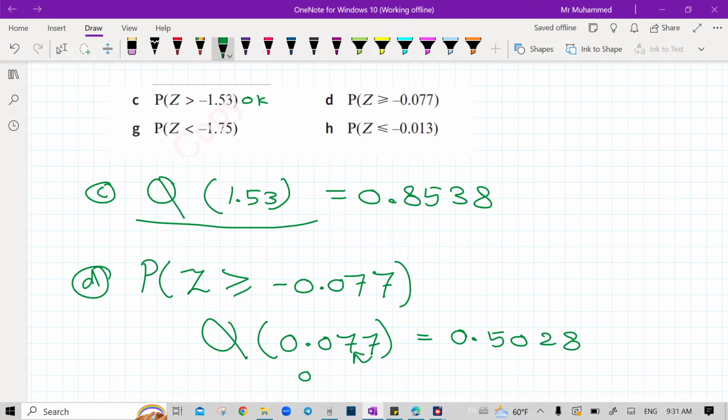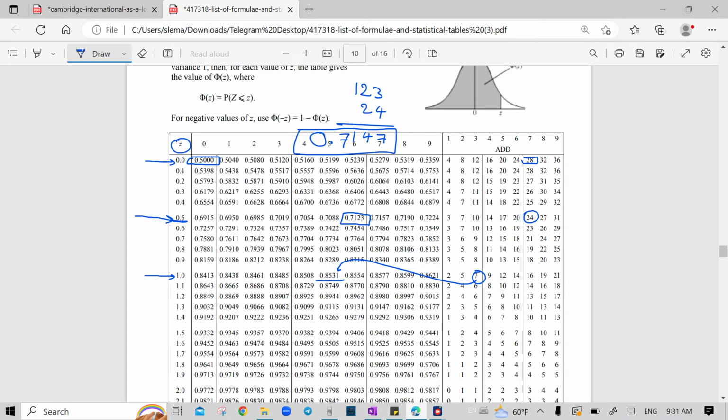Or this number could be rounded. It means we are dealing with 0.08, then 0.08 in the table could have this answer, 0.008. The answer is 0.5032.